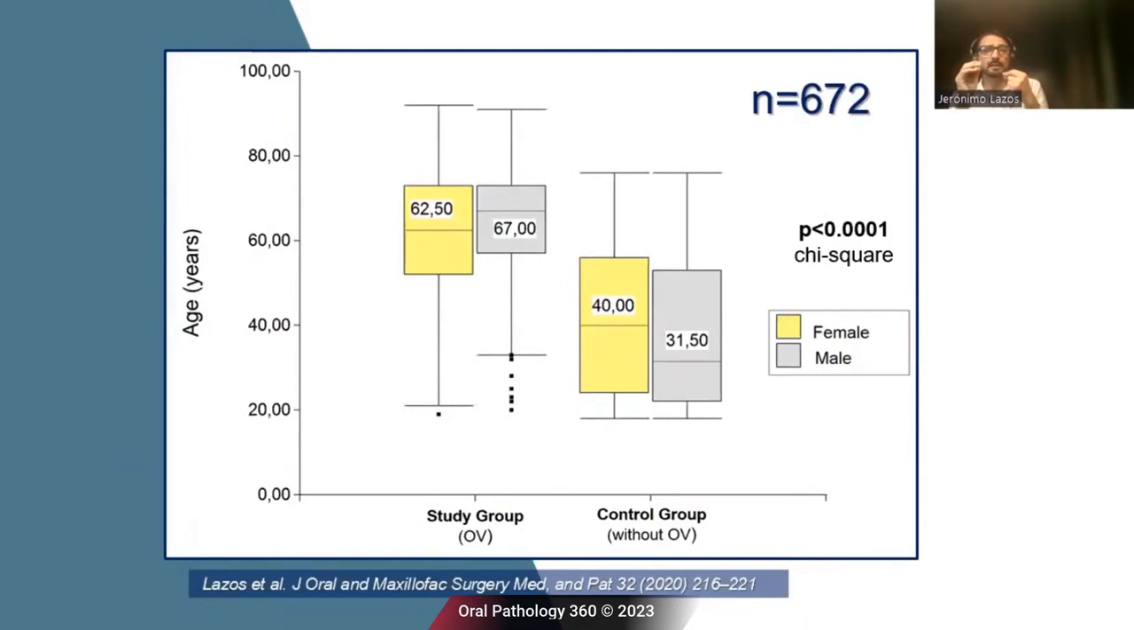Okay, this is a box plot depicting age in a study that we developed some years ago, displaying a statistically significant difference between a group of patients with oral varices, with a sample of 672 patients, comparing the mean age with the control group, that is patients devoid of oral varicosities. As you can see, the difference in mean age, both in males and females, is really different, and that difference is statistically significant, which shows that OB occurrence increases as age increases.